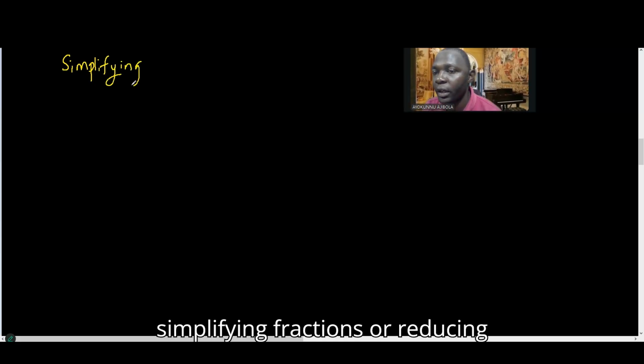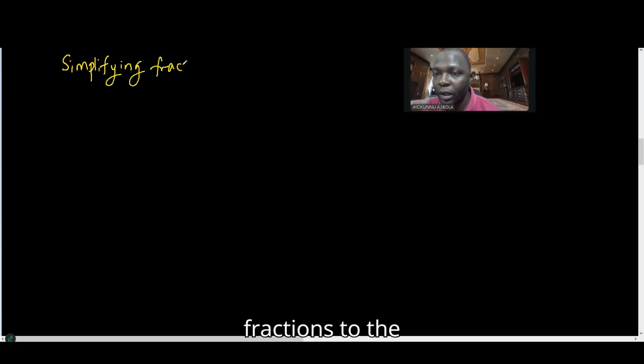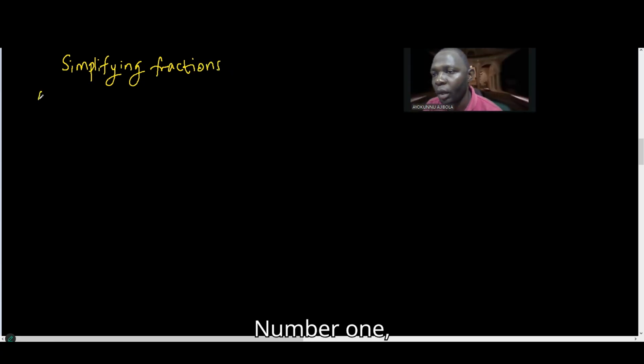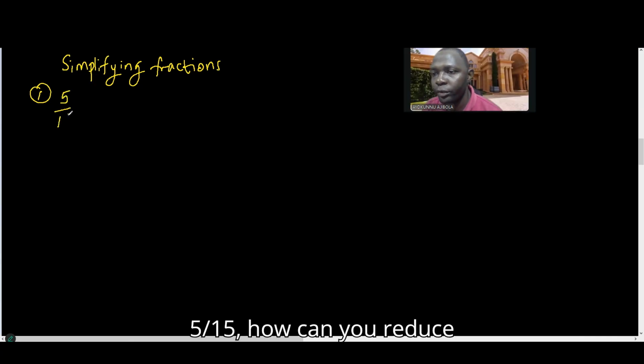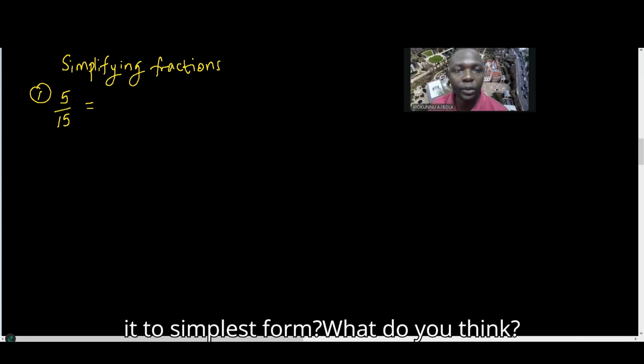We want to simplify fractions. Or we can say simplifying fractions or reducing fractions to the simplest form. Number one, 5 over 15. How can you reduce it to simplest form? What do you think?